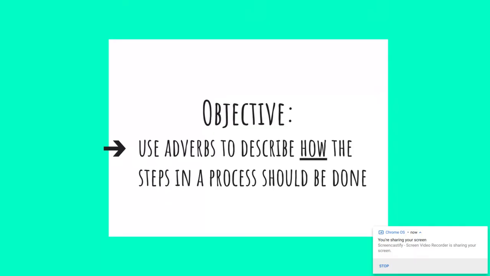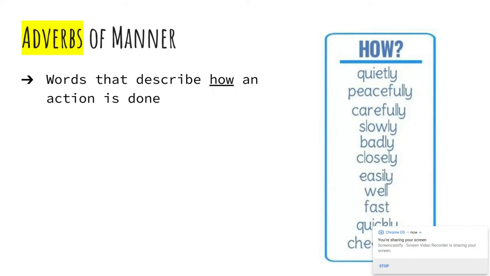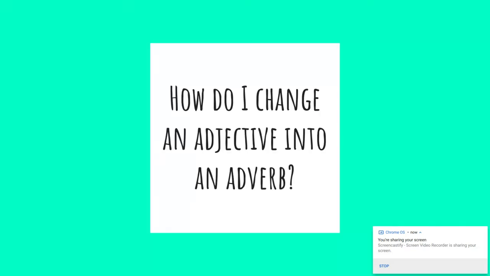Today's objective is to use adverbs to describe how the steps in a process should be done. So earlier this week, we looked at what an adverb is and how to use it. So let's review. An adverb is a word that describes how an action is done. We have some examples of adverbs that answer the question how here: quietly, peacefully, carefully.